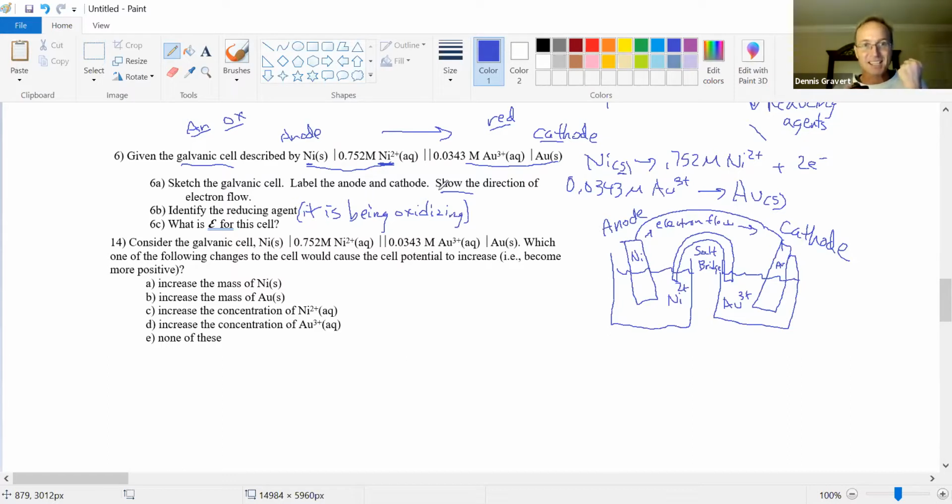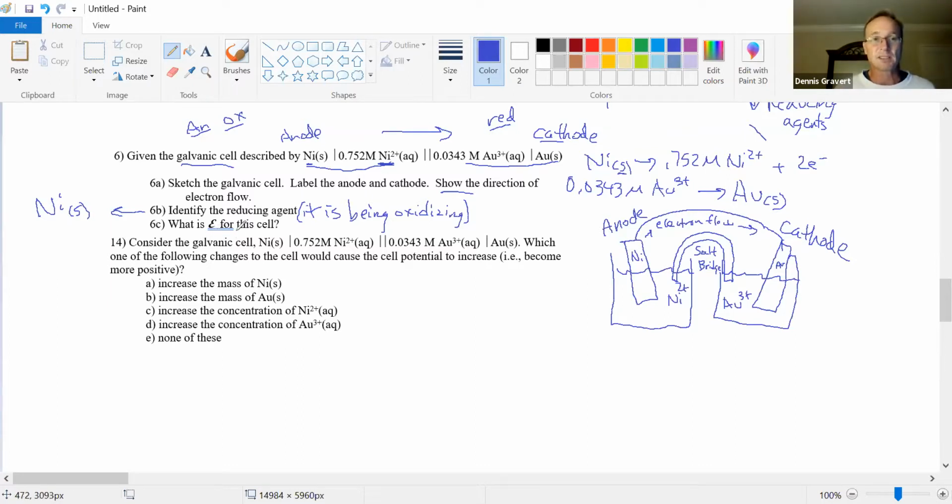But it's also helpful to identify it's the opposite. So if this thing is being a reducing agent, then it itself has to be oxidized. And at the anode, it's being oxidized. So it's the nickel metal that's losing electrons. So for 6B, it's nickel metal. If you put nickel 2+, you're not going to get full credit, because it's the nickel metal that's losing the electrons to become nickel 2+. Nickel 2+ already lost electrons. It can't be the reducing agent. It was a nickel metal.